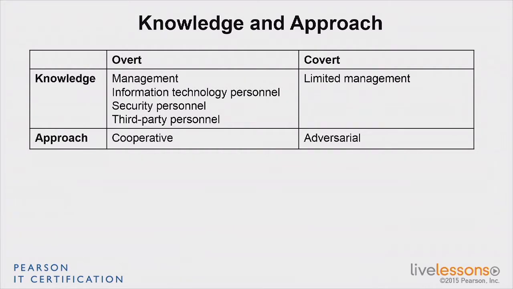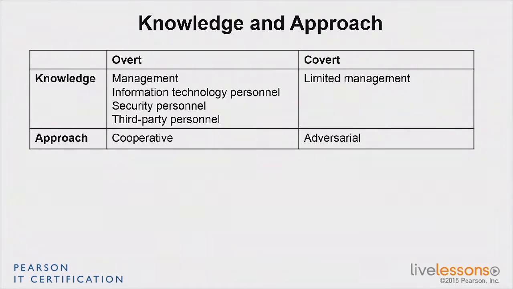And then our knowledge and approach. With overt, who knows about it? Well, management will know about it, information technology personnel will know about it, security personnel will know about it. If there are third-party personnel who are involved, they'll know about it. And the approach is very cooperative. So overt means full knowledge, cooperative. Covert, only a limited subset of executive management is going to know, and it's adversarial.